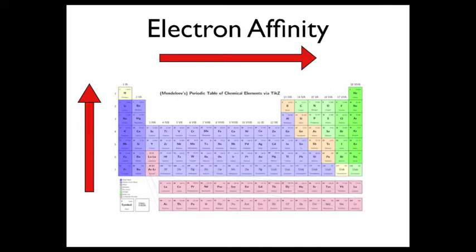The third periodic trend is electron affinity. This is the liking for electrons. It decreases down a family and increases across a period. It decreases down a family because the electrons are farther away from the nucleus. The electrons are more shielded, so there is less liking. It increases across the period because the effective nuclear charge attracts the electrons more, and there is increased liking.